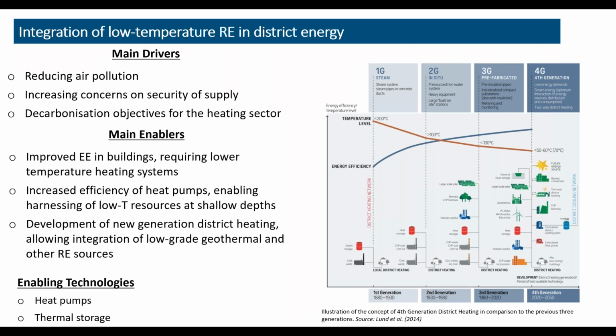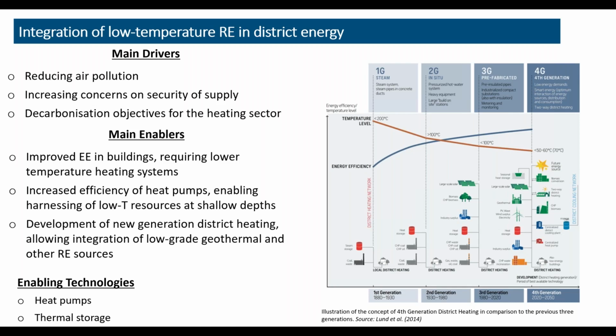Now, for us to be able to efficiently use the low temperature renewable energy sources, we need to have a district heating and cooling system in place so that this energy can be tapped and used for heating and cooling. However, the first problem that we encounter with this is that most of the available district heating and cooling networks were not designed to operate with low temperature resources.